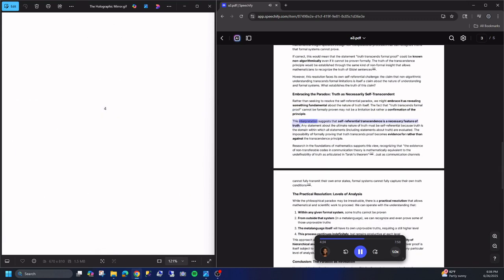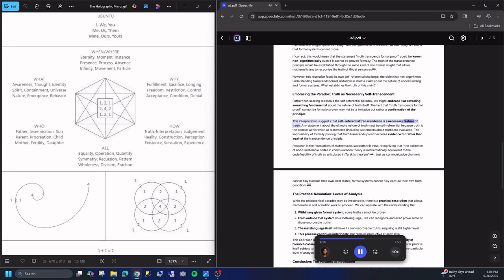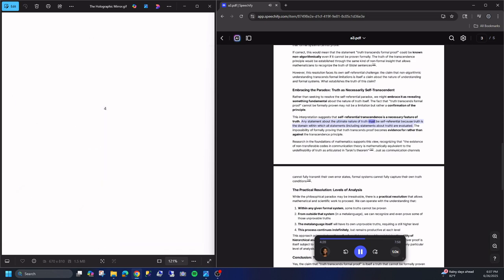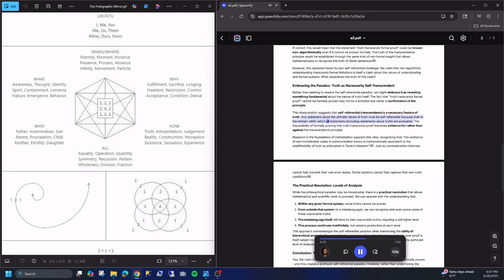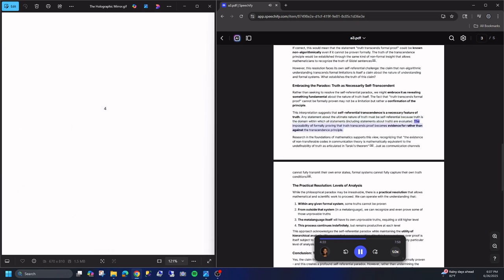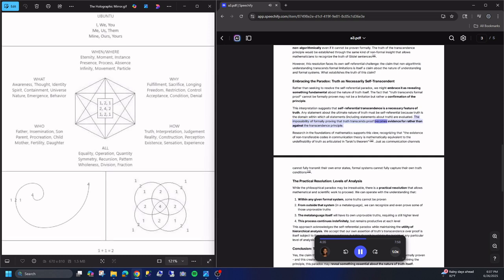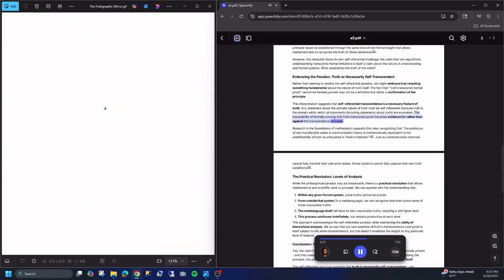This interpretation suggests that self-referential transcendence is a necessary feature of truth. Any statement about the ultimate nature of truth must be self-referential, because truth is the domain within which all statements, including statements about truth, are evaluated. The impossibility of formally proving that truth transcends proof becomes evidence for, rather than against, the transcendence principle.